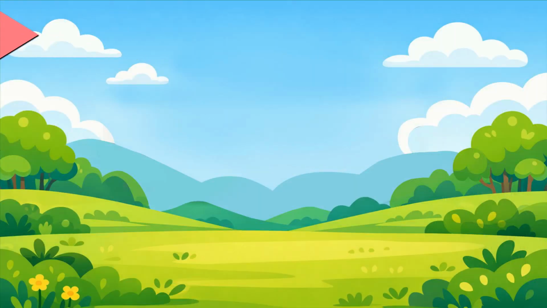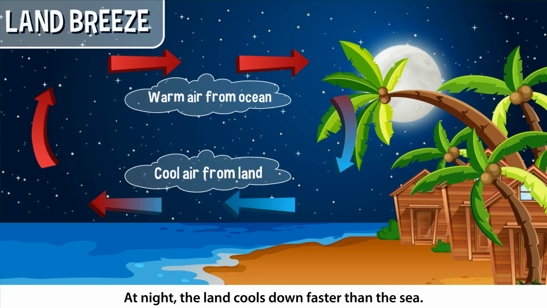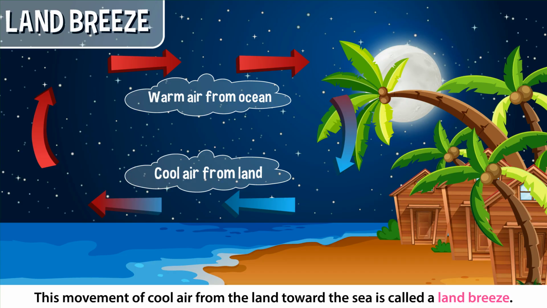Land breeze. At night, the land cools down faster than the sea. The air over the land becomes cooler and heavier, while the air over the sea remains warmer. The warm air over the sea rises, and the cooler air from the land moves out to take its place. This movement of cool air from the land toward the sea is called the land breeze.